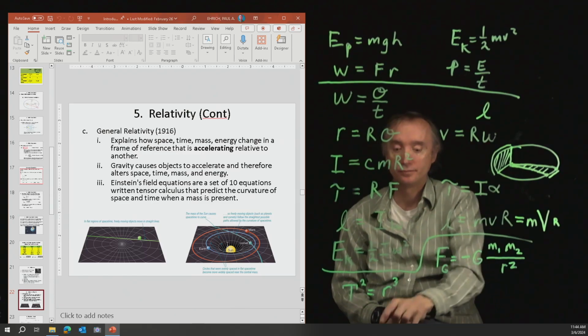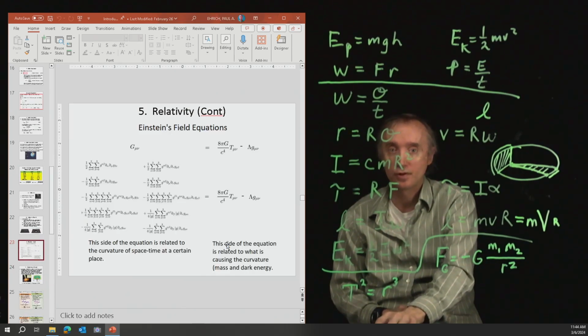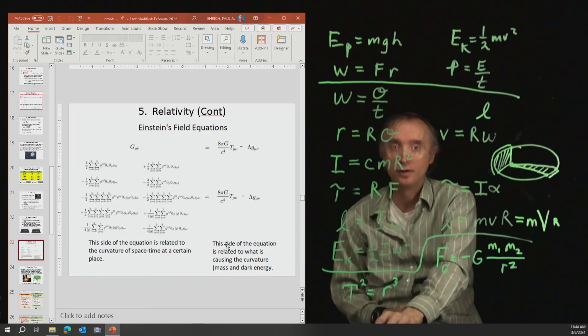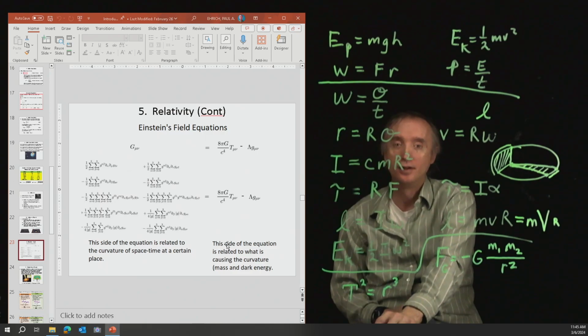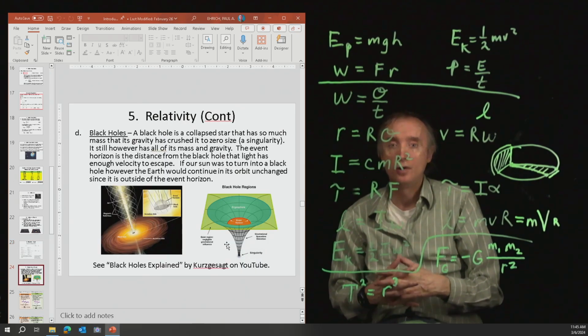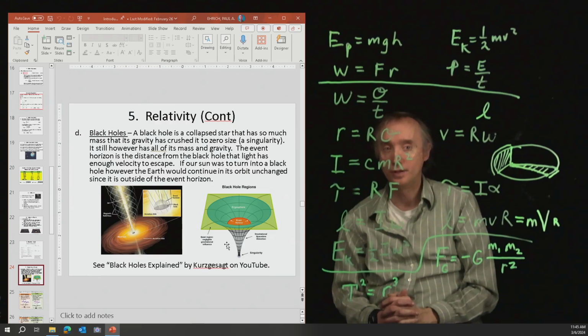So here are the formulas for general relativity, which of course you do not need to know for the exam. But you should know what a black hole is.